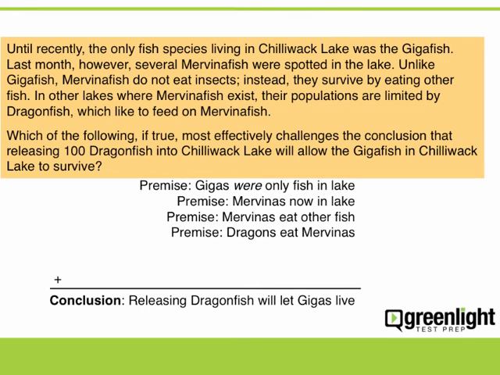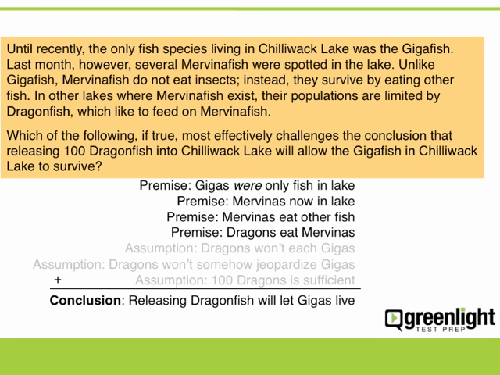Now, can you think of any unstated assumptions that are necessary for the conclusion to follow from the premises? It seems to me that one big assumption is that the dragonfish won't eat the gigafish. Without this assumption, it's possible that the gigafish population could still disappear from the lake. We're also assuming that the dragonfish won't do something else to jeopardize the gigafish population. Another assumption is that 100 dragonfish will be sufficient to limit the Mervina fish population.